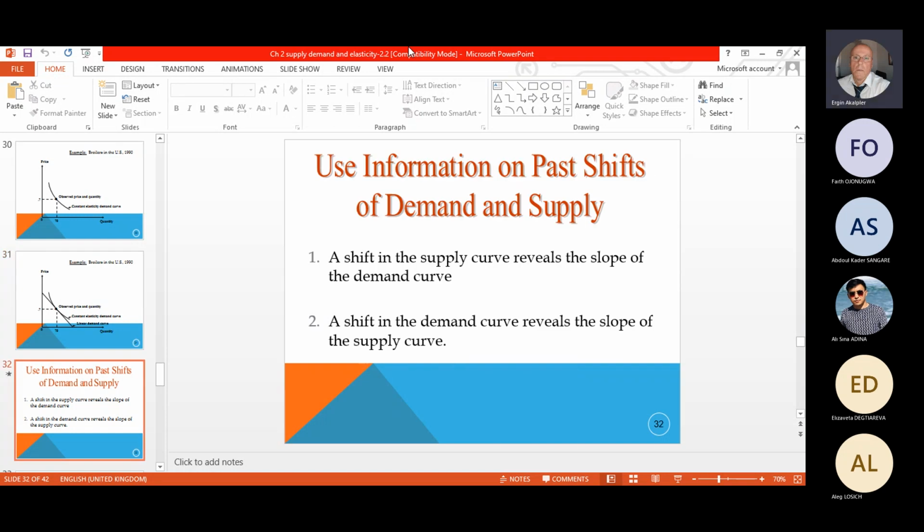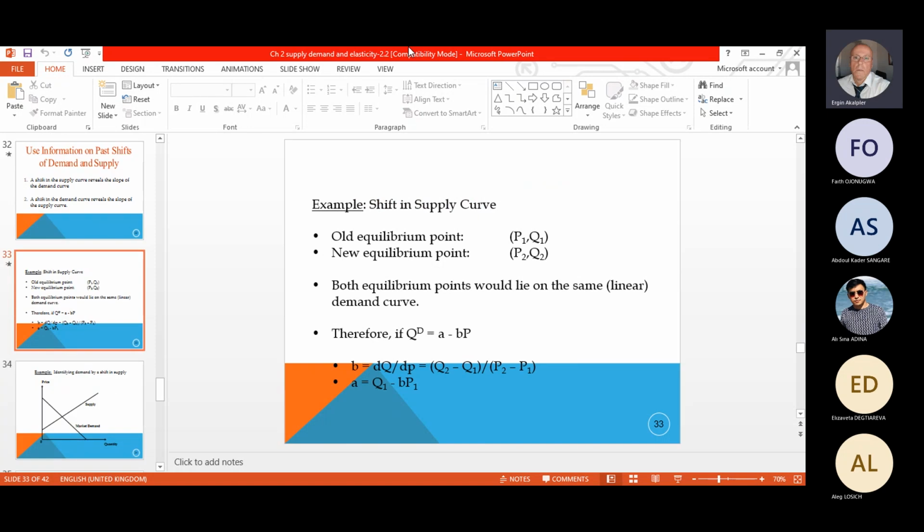When we use information on past shifts of demand and supply, a shift in the supply curve reveals the slope of the demand curve. A shift in the demand curve reveals the slope of the supply curve, as I mentioned to you. A shift in the supply curve is given from the old equilibrium point P1 and Q1 to the new equilibrium point P2 and Q2. Then you subtract and substitute into the equation for finding the expected B, which is the slope.